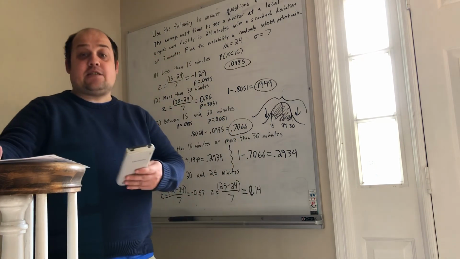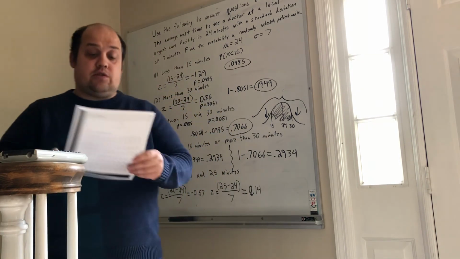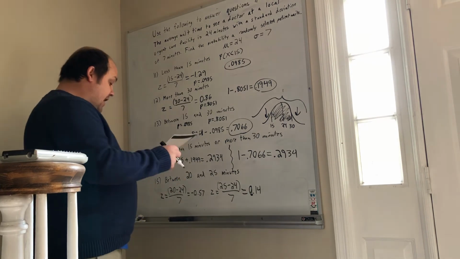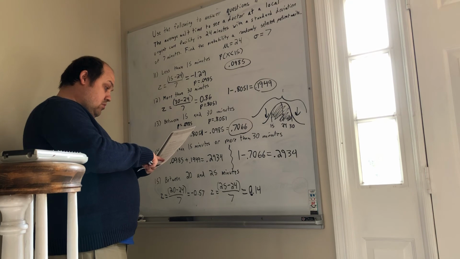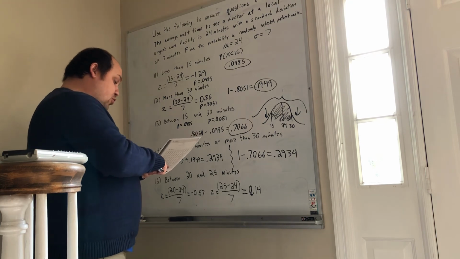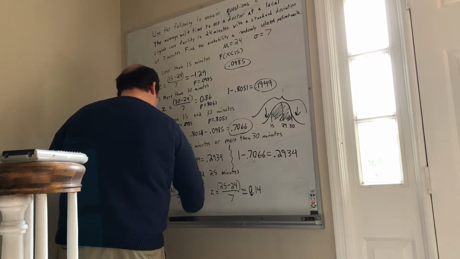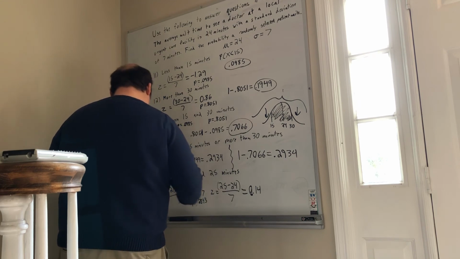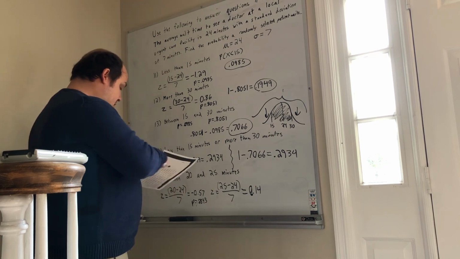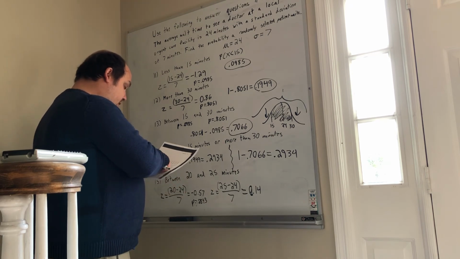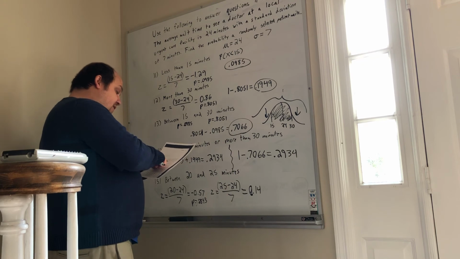Now that I have the z-scores, I go to my table to look up the associated p-values. For negative 0.57, I get 0.2843. When I go to look up 0.14 on the other side, 0.14 gets me to 0.5557.